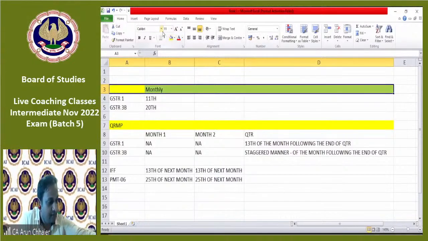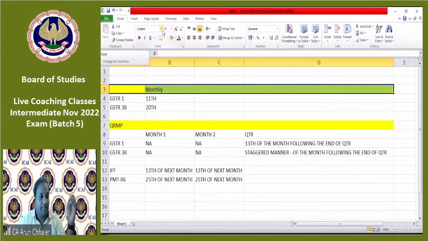I have not explained IFF. I have not explained GSTR1. I have not explained 3B. Yet we have spent a good amount of time on these returns. But I am just saying the compliance part, which month I have to do. The GSTR1 or IFF is the invoice details of the outward supplies.